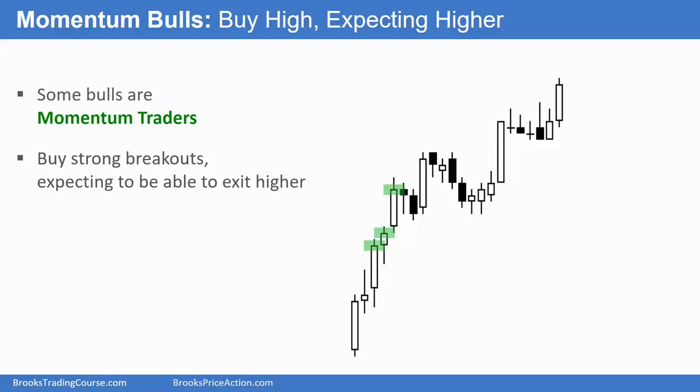They buy because they expect that other traders will buy from them at a higher price, and they will be able to sell to those traders and make a profit. So high probability of making money buying when the market looks like this, but risk is big because your stop is far below.